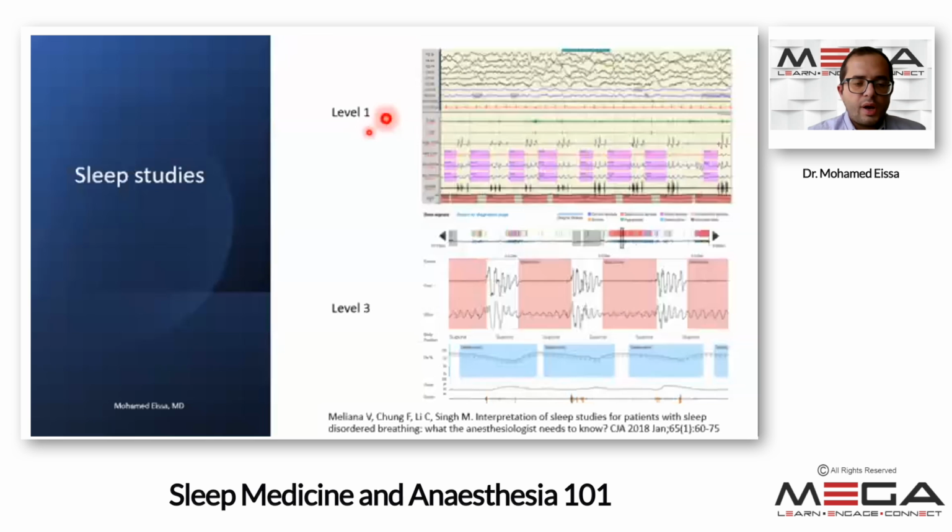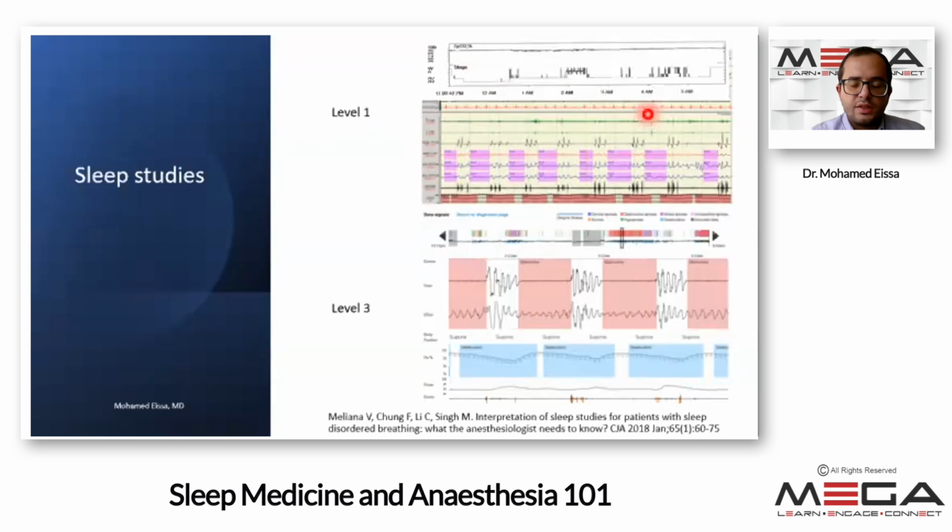And in level one, as I told you, we have the EEG, EOG, and EMG, and by these we can get the different stages of sleep. We can see how the patient is moving from one stage to a different stage, starting by being awake, then getting into the non-REM sleep stages N1, N2, and then N3, which is the deeper stage of sleep, and waking up, going back and forth in different stages until the patient reaches REM sleep.